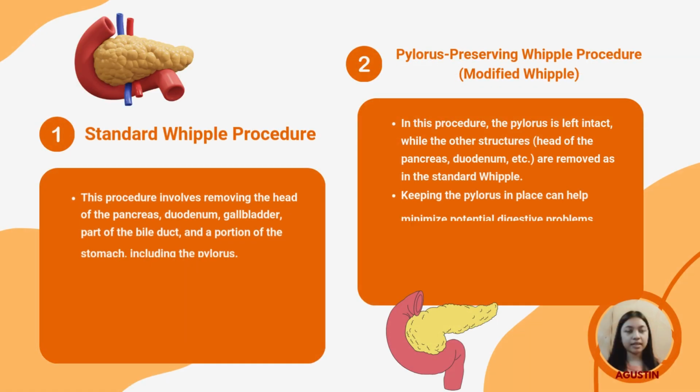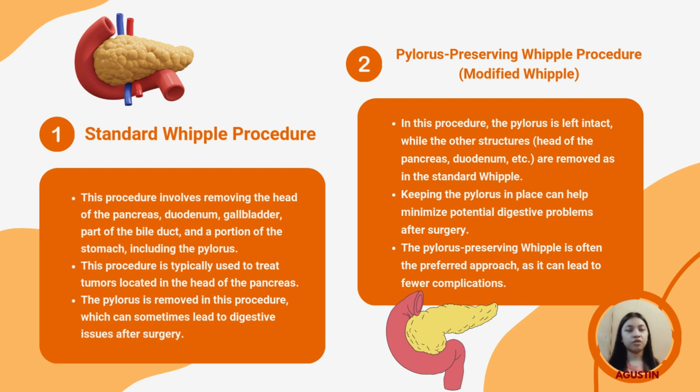So next is the pylorus-preserving Whipple procedure. From the term itself, pylorus-preserving, it means the pylorus, which is located in the stomach, is left intact. With this, it helps minimize possible digestive problems after surgery. So this type of approach to the Whipple procedure is more preferable than the standard Whipple procedure because it can lead to fewer complications.